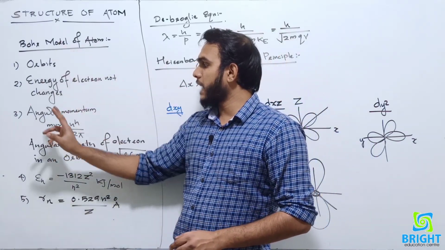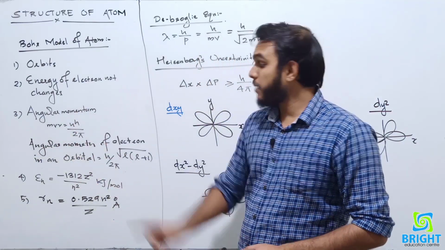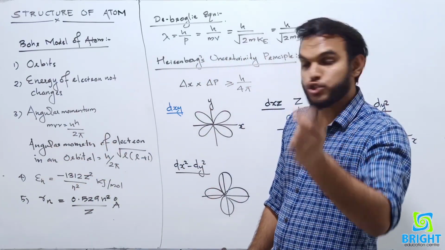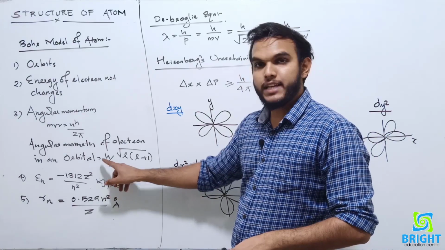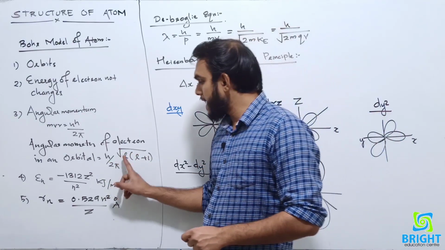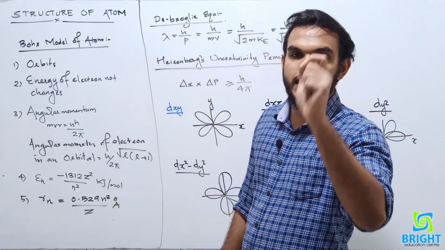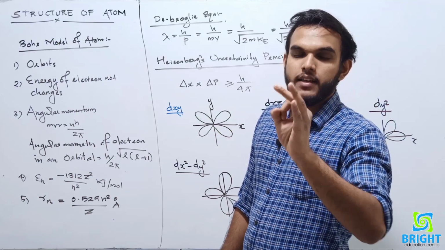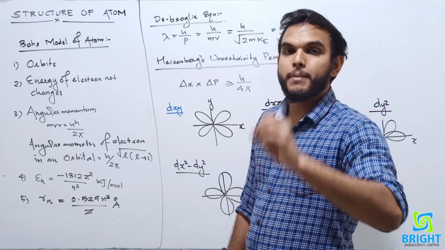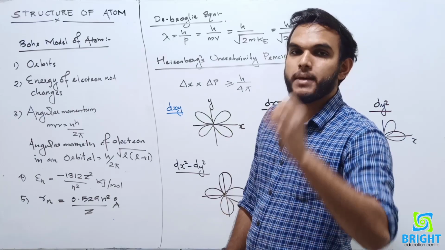According to the Bohr model of an atom, angular momentum mvr is equal to nh divided by 2 pi, and the angular momentum of an electron in an orbital is equal to h divided by 2 pi into root of l into l plus 1. For example, you studied in quantum mechanics the value of l for s, p, d, f orbitals. For s orbital, l is equal to 0. For p orbital, l is equal to 1. For d orbital, l is equal to 2. For f orbital, l is equal to 3.